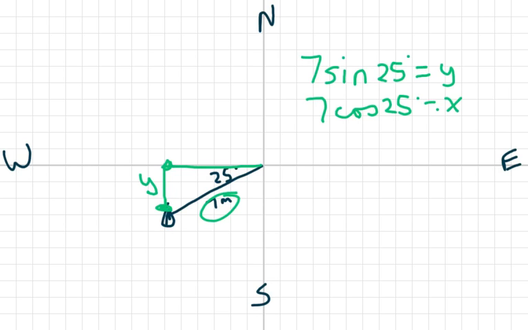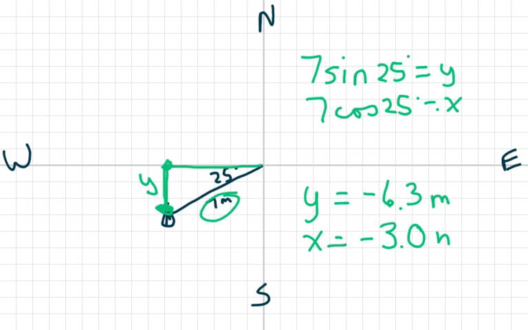And when you put that in the calculator, you're going to get y equals negative 6.3. You should get 6.3 meters. But since we're going to the south, that's negative. So we put the negative, and the same thing for the x. When you put that in the calculator, you're going to get 3 meters. But since it's pointing towards the west, we're going to call that negative.